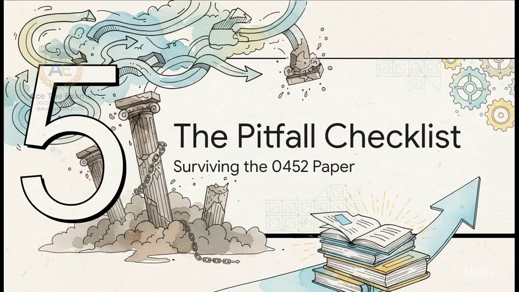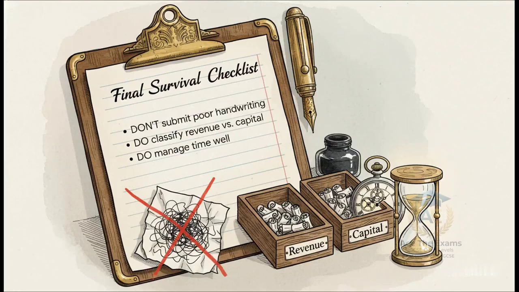And finally, Section 5, the Pitfall Checklist, Surviving the 0452 paper. Okay, here is your ultimate survival checklist. First off, do not submit poor, rushed handwriting. Seriously, if the examiner can't read your T account, they literally cannot award you method marks. It's that simple. Next, do clearly distinguish between revenue and capital items.